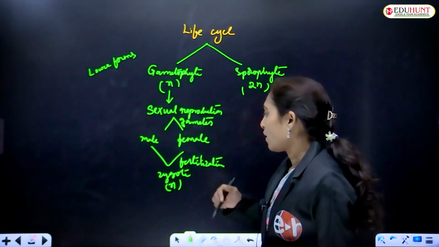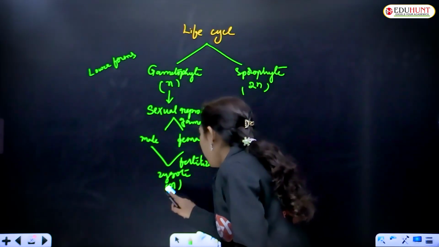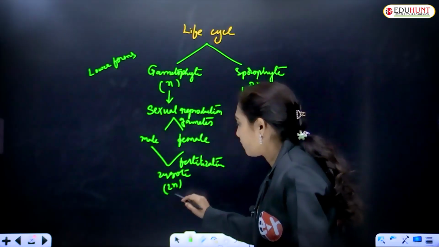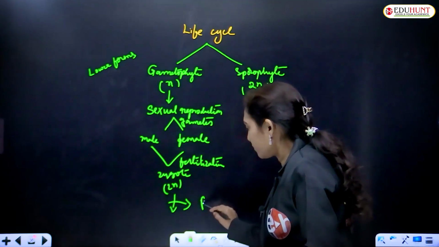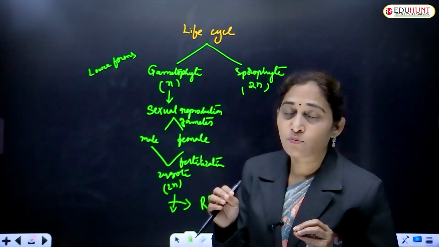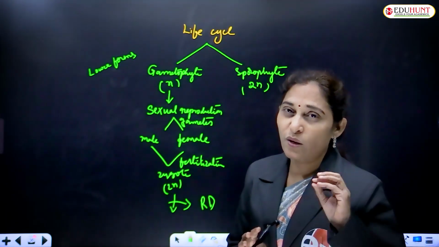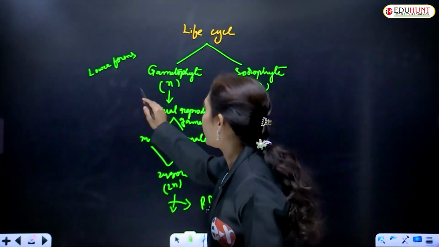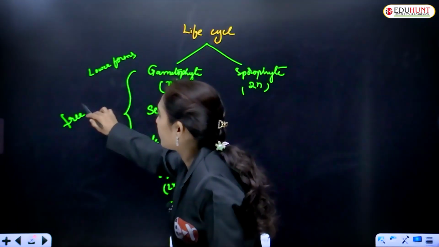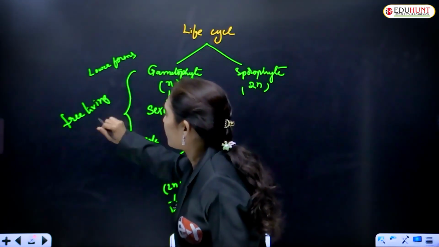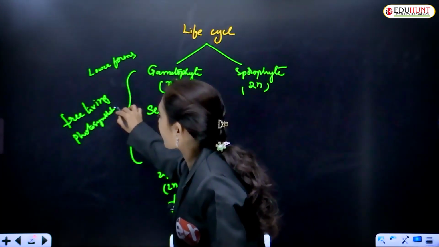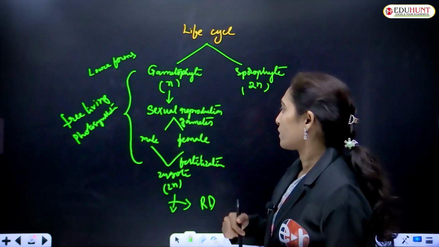The zygote is a diploid phase, and this diploid phase sometimes immediately undergoes reduction division. That means the zygote, the sporophytic phase, is very short-lived. But the dominating phase is the gametophyte. It is a free-living, photosynthetic phase, the gametophytic phase. Okay?